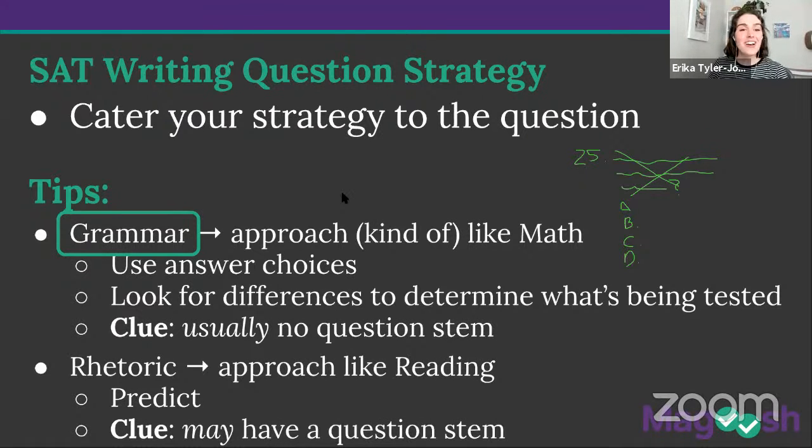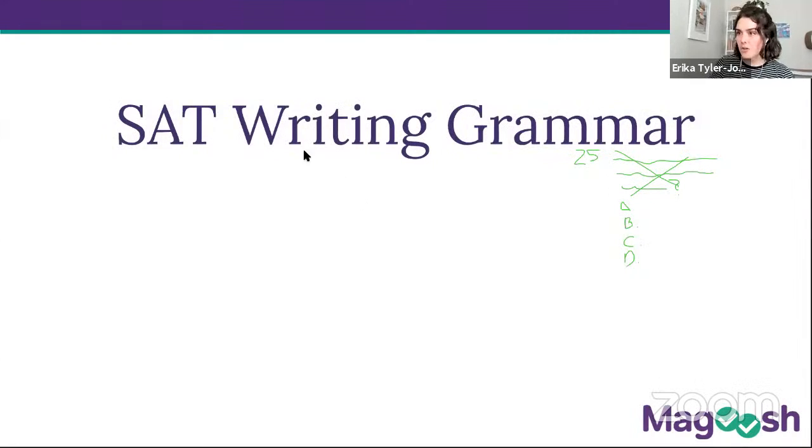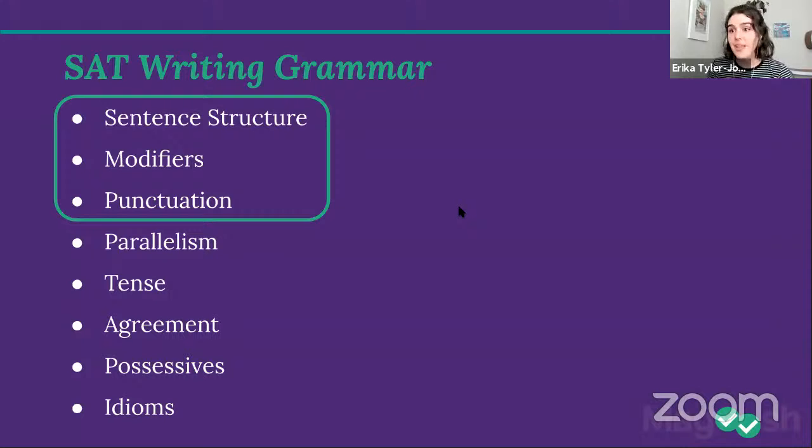So let's talk about what grammar we're going to cover. Let me just delete that real quick. SAT writing grammar. What is it? What's tested here? There are a bunch of topics that are tested. So I'm just going to run through them. Sentence structure, modifiers, punctuation, parallelism, tense, agreement, possessives, and idiom are the 8 topics that we are going to cover in this crash course.